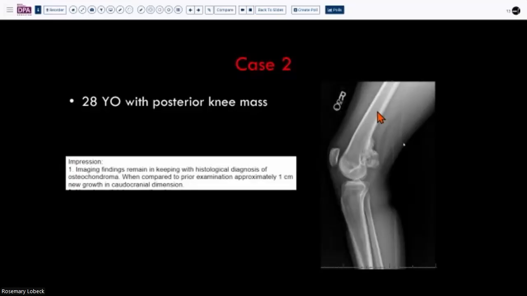So another case in the red category over here. This time we have a younger patient with a posterior knee mass. And you can see this little polypoid bony protrusion coming off of the backside of the femur in this patient. And apparently a biopsy was done earlier. And the radiologist, on reviewing this X-ray, says the findings remain in keeping with the histological diagnosis of an osteochondroma, right? So this looks appropriate at this point.